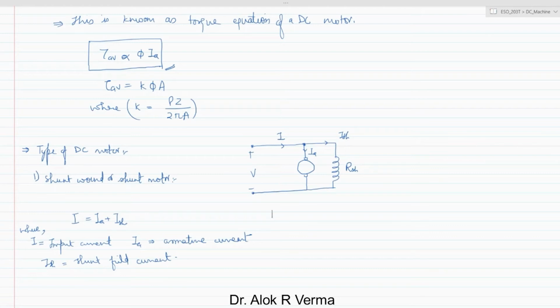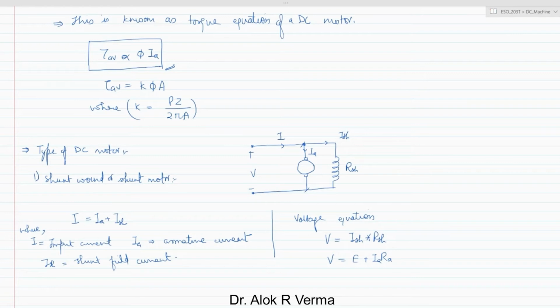Now if you see the voltage equation, we can clearly see that V applied is nothing but ISH into RSH, because this is in parallel. Between these two terminals, the total applied voltage is equal to the voltage across the armature and the voltage across the field winding. Also V is nothing but E plus Ia Ra. E is the back EMF, Ia Ra is the voltage drop across the armature, assuming there is no voltage drop across the brush. That is the assumption.